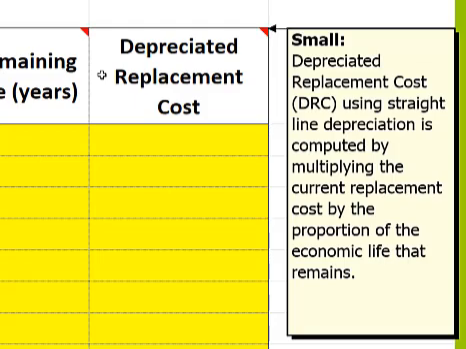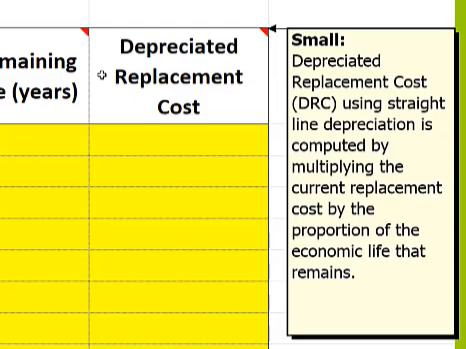It's simply a matter of multiplying the current replacement cost by the proportion of the economic life that remains. What do we mean by the proportion of the economic life? Well, we've got the remaining life of 12.25 years and 35 years as the full economic life, so the proportion there is 12.25 divided by 35.